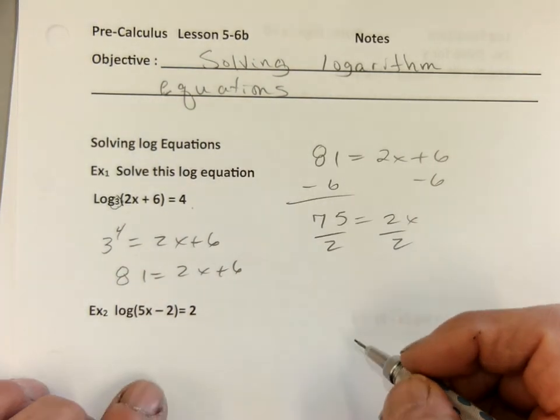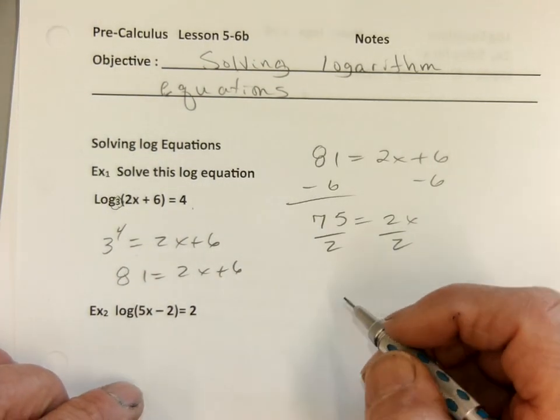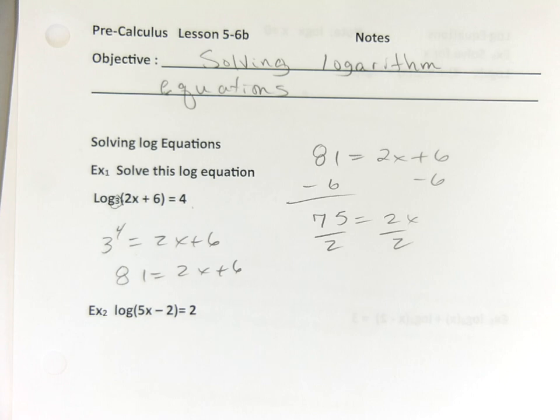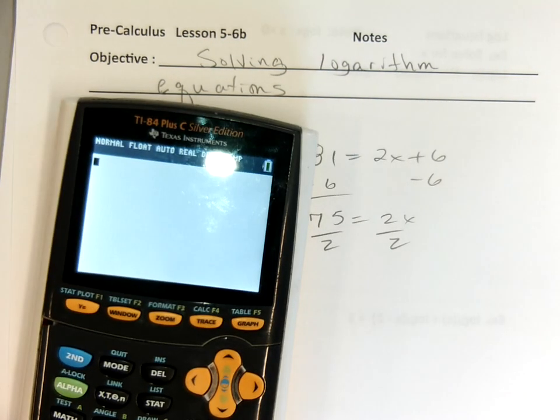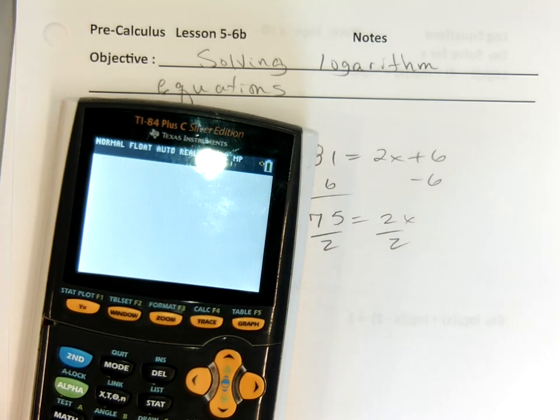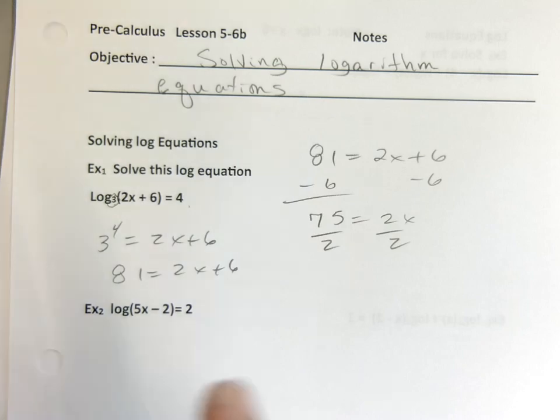I don't have a calculator, I should, but I think that's 42 and a half. Probably ought to grab a calculator. Hold on. Okay, I'm back. I just need a calculator. Okay, what is 75 divided by 2? I'm pretty sure it's 42 and a half, but 37 and a half. Oh, good thing I checked, huh?